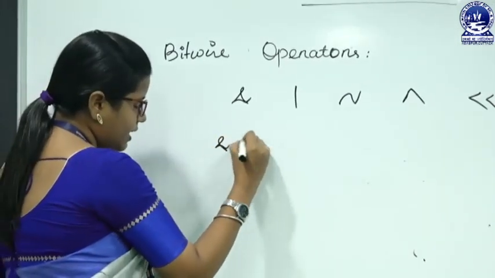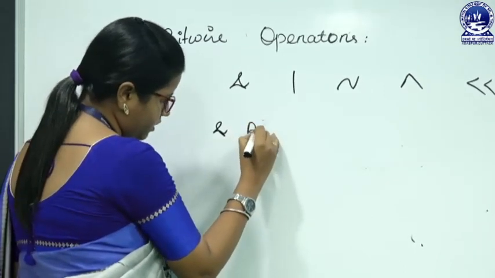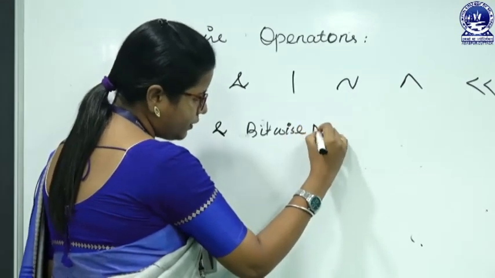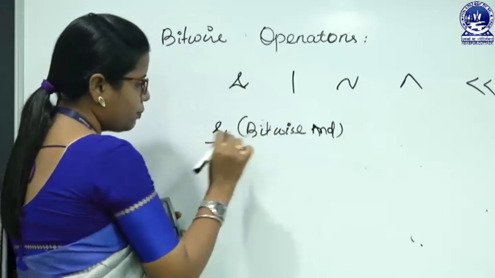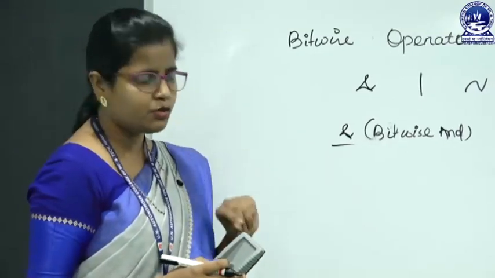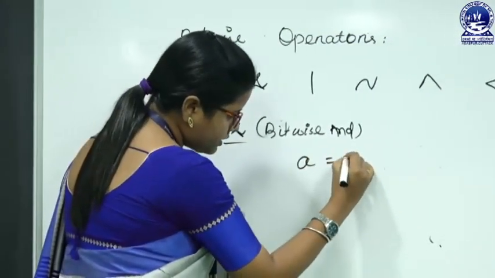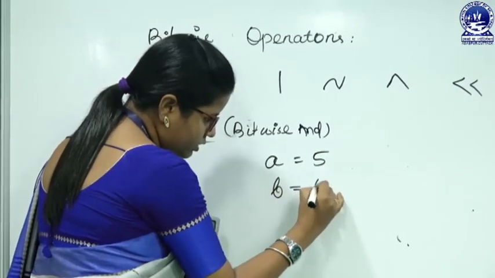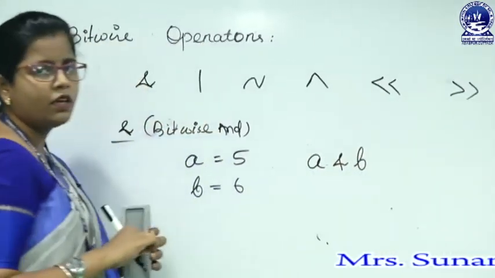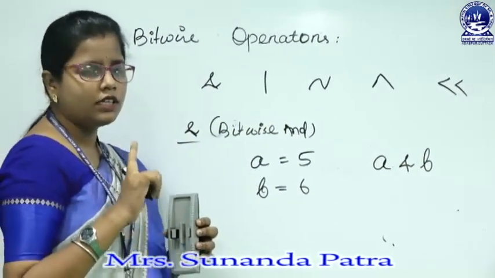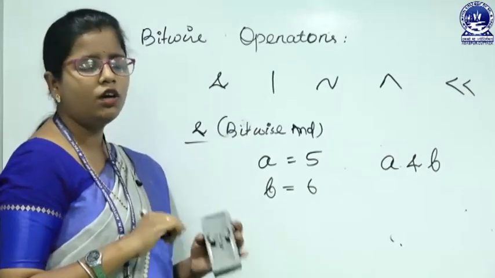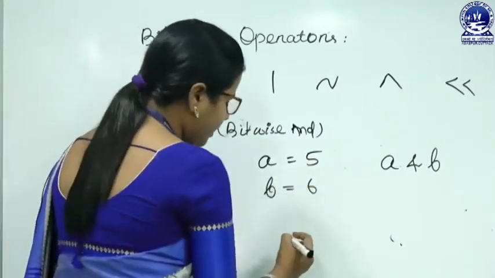The first one is the bitwise AND operator. Bitwise AND operator means this AND operator is going to perform on individual bits. Like A equals, suppose, 5, B equals, suppose, 6. Then what will be the result of A bitwise AND B? First, we need to convert A, that is 5, a decimal number, into a binary number first.